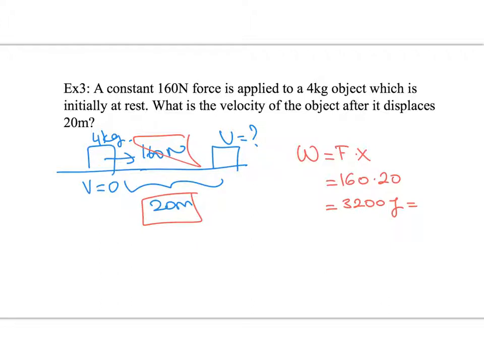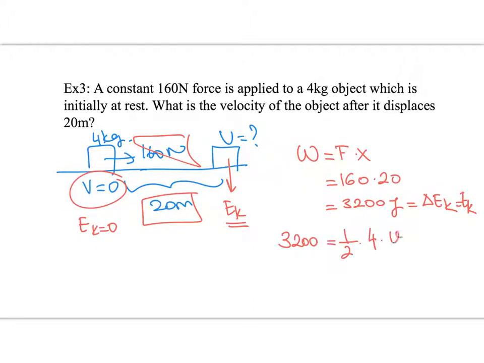So this is equal to the change in kinetic energy. As it has no kinetic energy initially, all the work done is converted into kinetic energy at the end of 20 meters. So 3,200 joules is equal to 1 over 2 times mass times v squared. So I have the velocity squared is 1,600. So take the root and find the velocity as 40 meters per second.